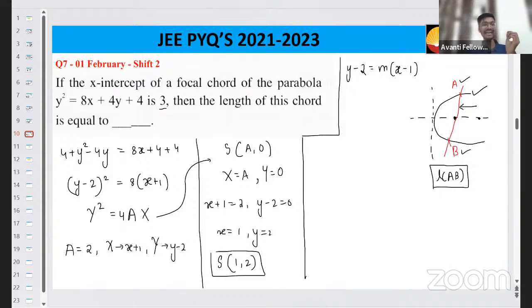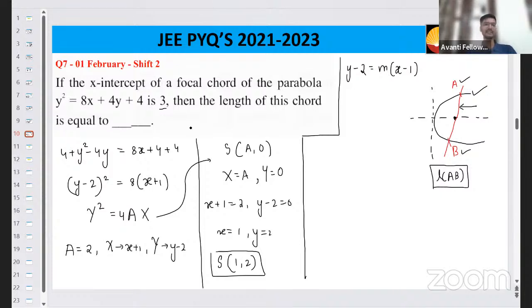So for that, I need to get the equation of the focal chord. Let me repeat it once again. I'll get the equation of the focal chord, and I'll solve it simultaneously with the parabola. That means I'll get the coordinates of A and B, and then we can use the distance formula to find the length of AB. So that's why I'm finding the equation of the focal chord.